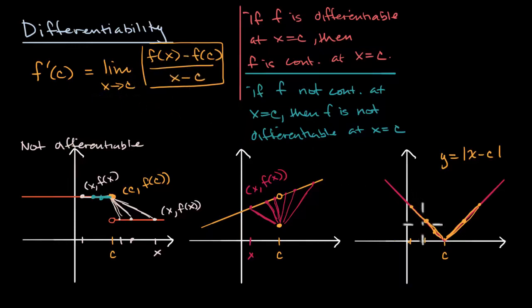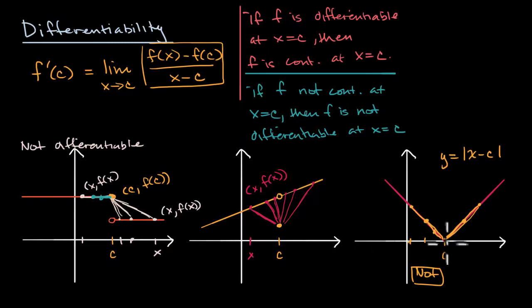From the left, it's constantly negative 1, so it's approaching negative 1. And from the right, it's 1, and it's approaching 1 the entire time. And so we know if you're approaching two different values from the left-sided or the right-sided limit, then this limit will not exist. So here, this is not differentiable. And even intuitively, we think of the derivative as the slope of the tangent line.